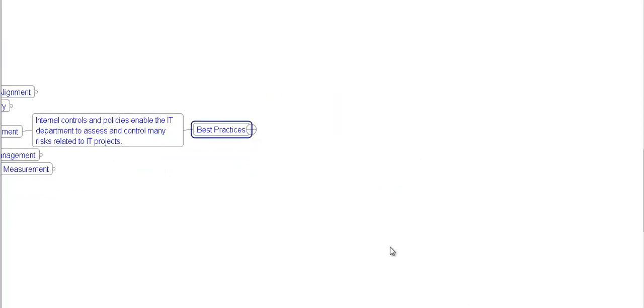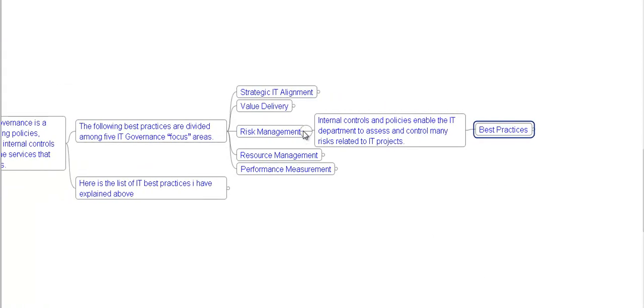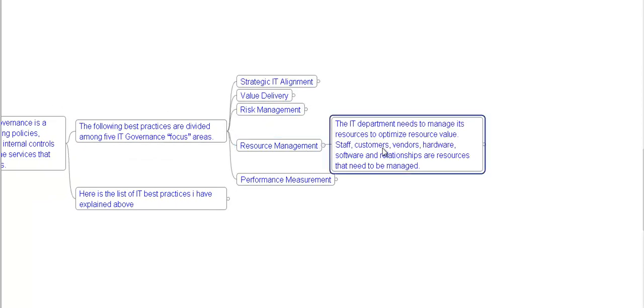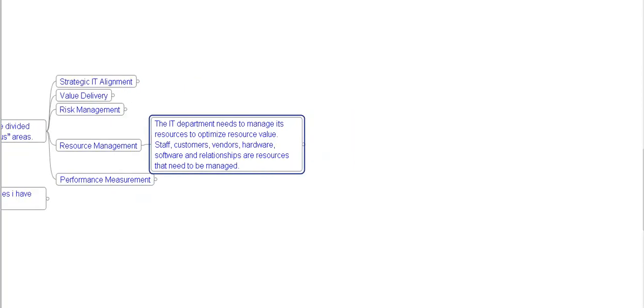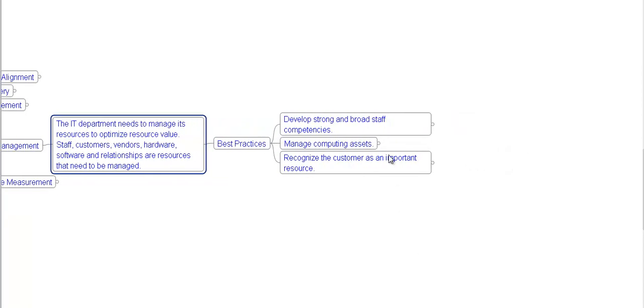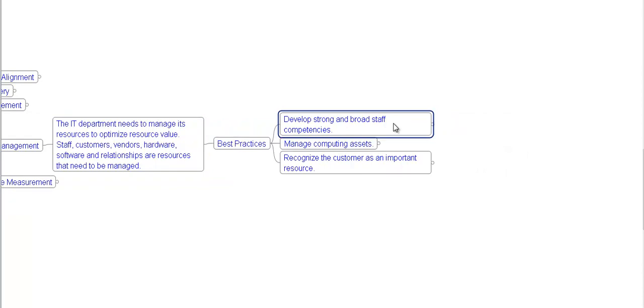Now move to resource management. The IT department needs to manage its resources to optimize resource value. Staff, customers, vendors, hardware, software, and relationships are resources that need to be managed. Best practices: develop strong and broad staff competencies, manage computing assets, and recognize the customer as an important resource.